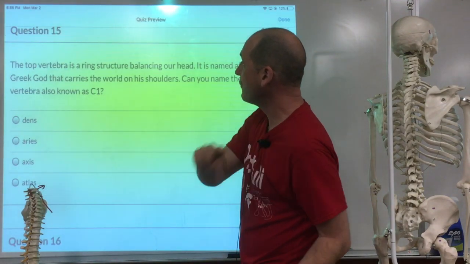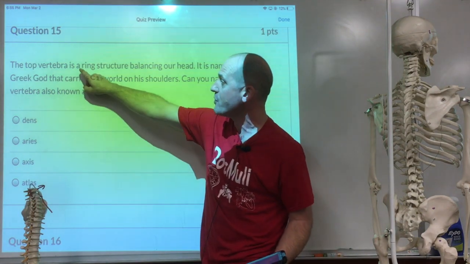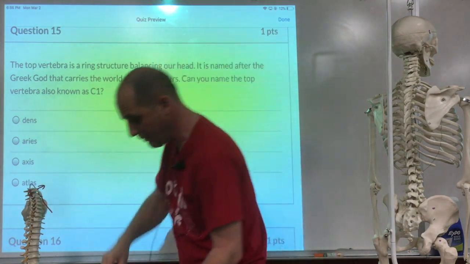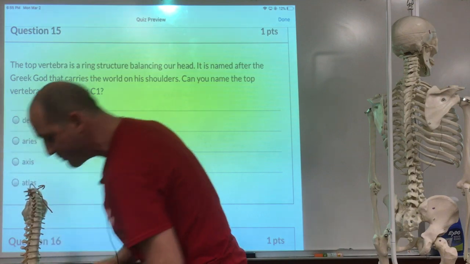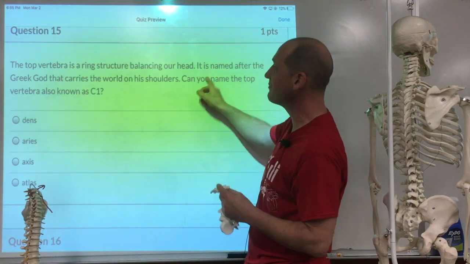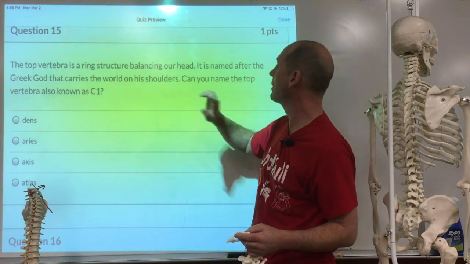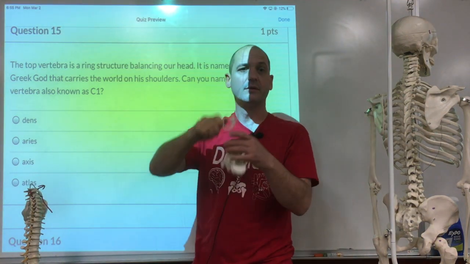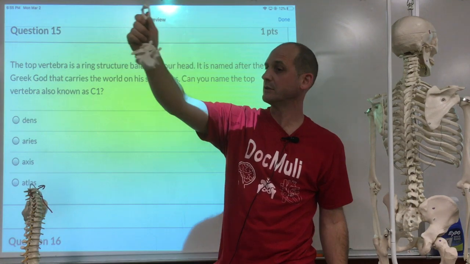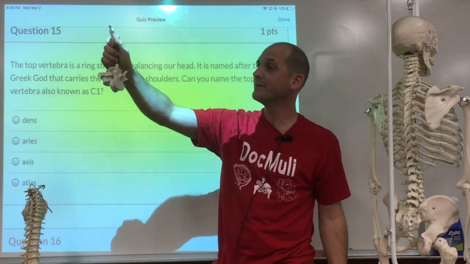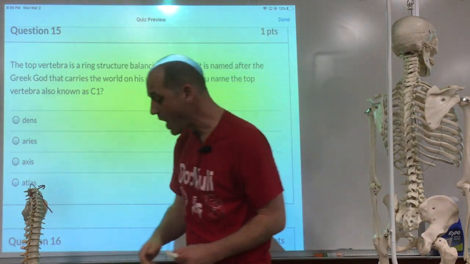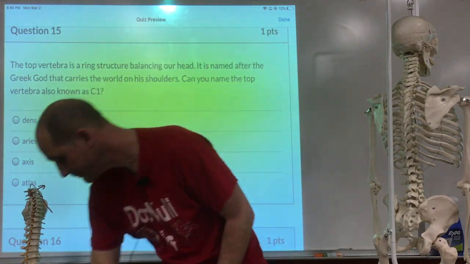So then when we go to the top vertebra, it is a ring. You'll see a ring, and the ring is balancing our head. It's named after the Greek god that carries the world on his head. Can you name it? Atlas. You got that? That's the Atlas. The Greek god holding it up is Atlas.